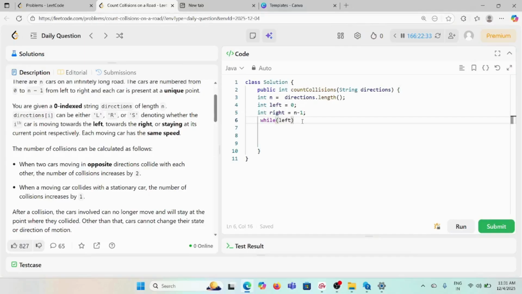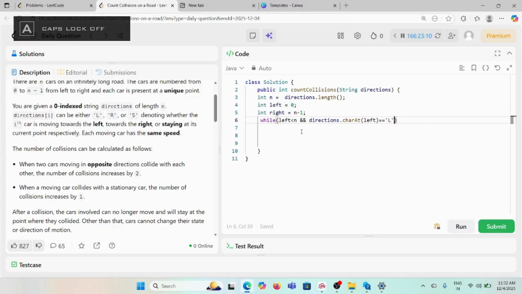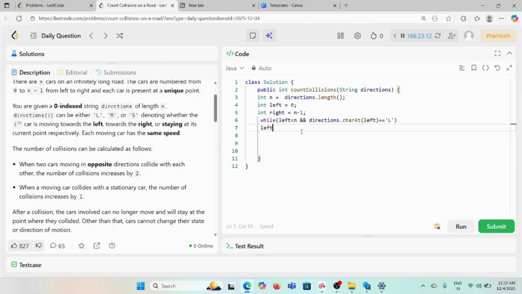While left is less than n, because it cannot go beyond it, and what? It should be equal to moving towards the left, right? So directions.charAt(left) should be equal to L. This is what we were doing here. So it would be L. In that case, we will keep on increasing this left, right?